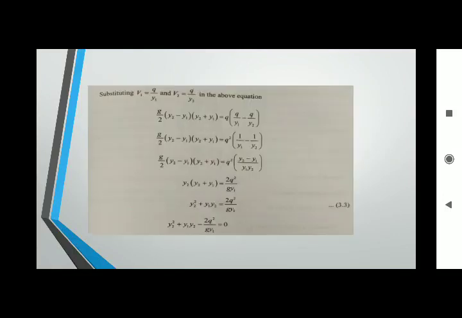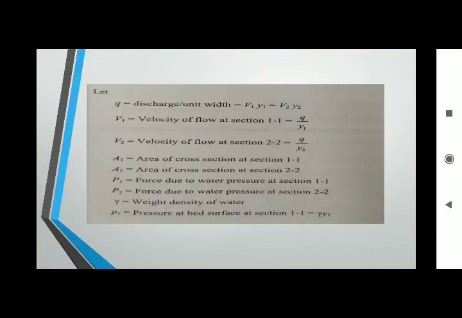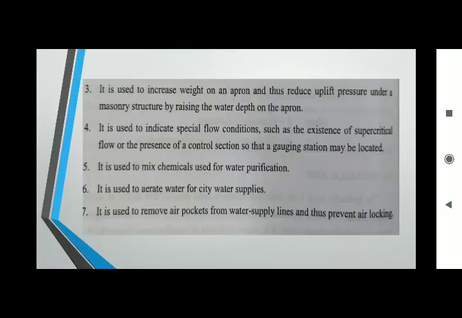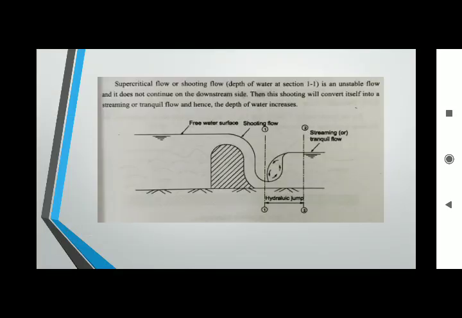Hydraulic jump is nothing but a sudden variation in depth. This is a diagram for a hydraulic jump. Here there will be a sudden variation in depth within a short length. Within a short length, the depth of flow increases rapidly. That's why this flow is called rapidly varying flow.